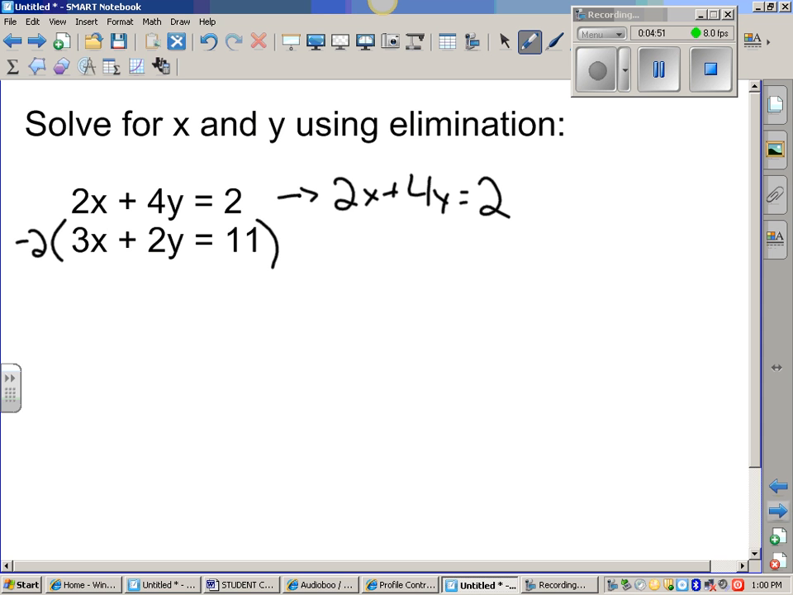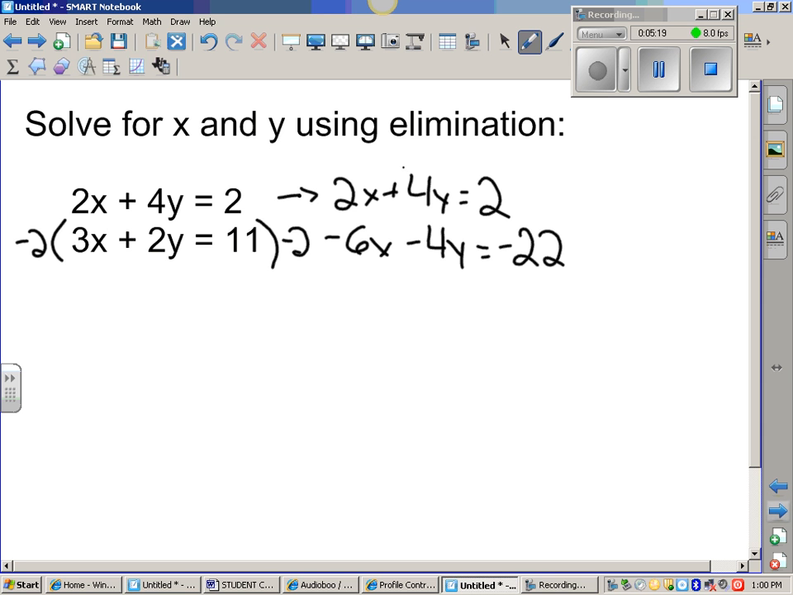I need to multiply by -2 on both sides. So -2 times 3x is -6x, minus 4y equals... negative 4y. It was negative 4y. Good. Now that's a really common mistake: people forget to multiply on the other side of the equal sign. So we have to be careful. Good job.